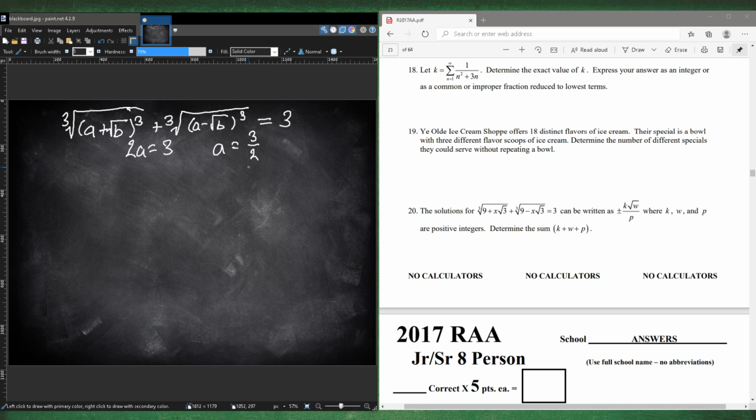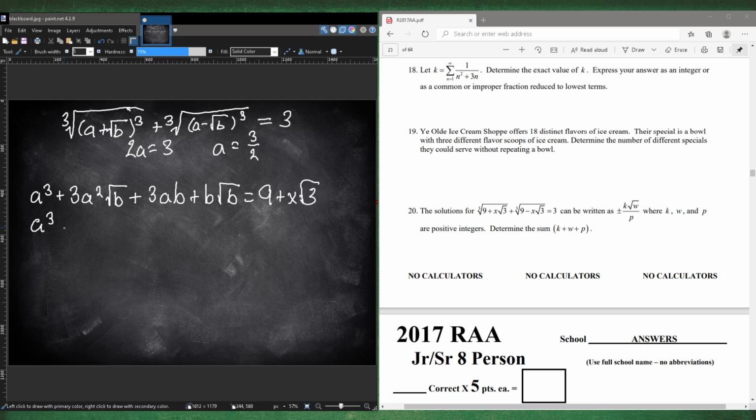So how do we find x? Because this is a. We just simplified it into a different variable. So let's expand this out and make it equal to this. So a plus square root b cubed expands out as a cubed, plus 3a squared square root b, plus 3ab, plus ab square root b, equals our number on this one, which is 9 plus x square root 3, which is under this parentheses. You match it. Now you would do the same thing for this one.